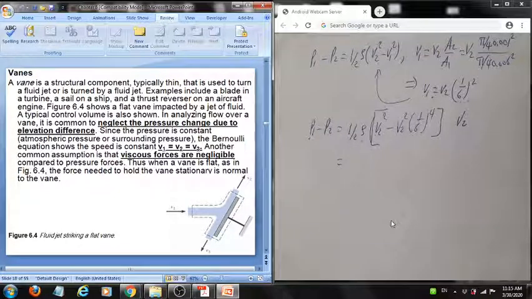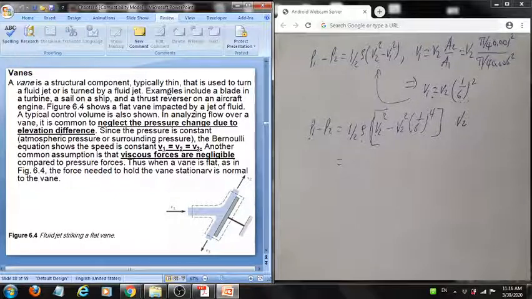Okay guys, let's continue with vanes. What we mean by vanes: a vane is a structural component, a part of the device we're talking about. And usually they are very thin. We use them to deflect the path of the jet, the path of the fluid, to turn the fluid jet direction.